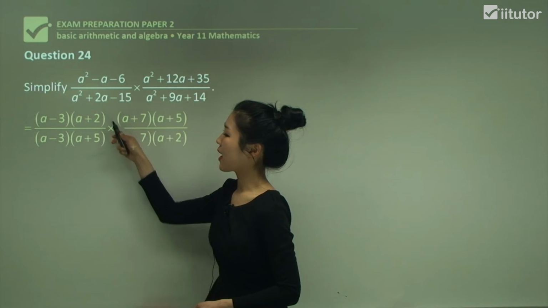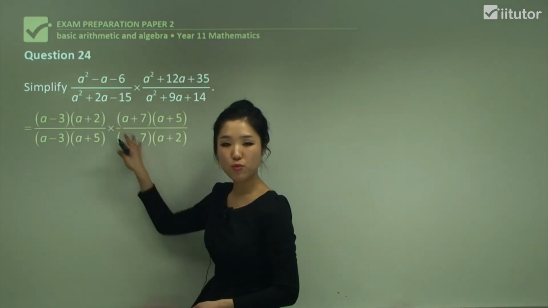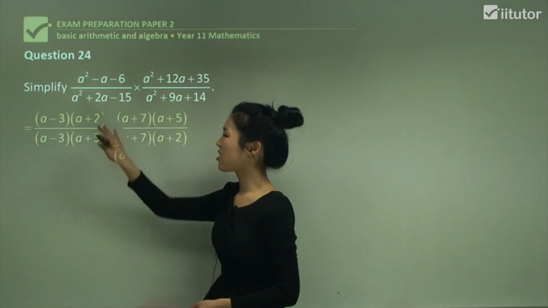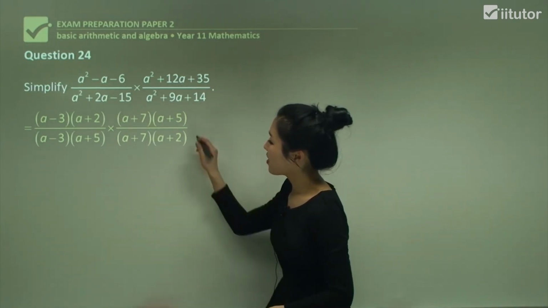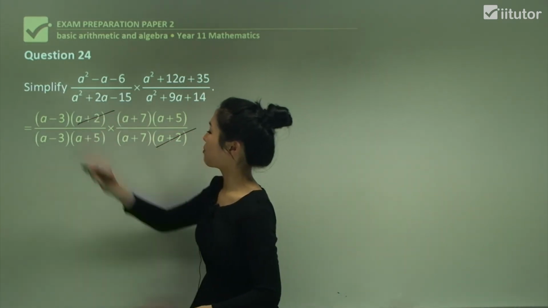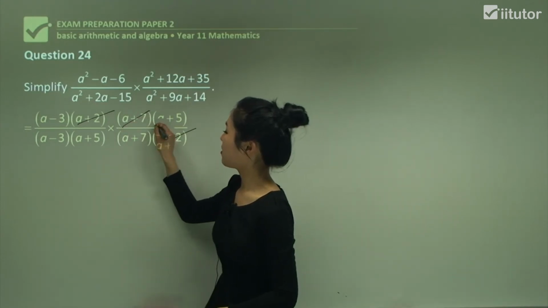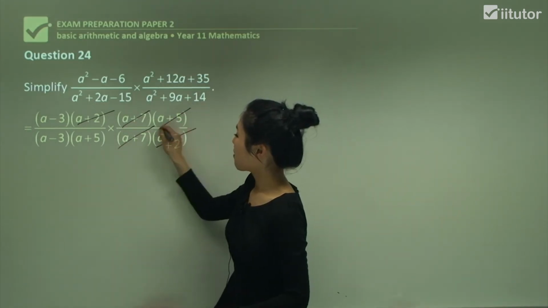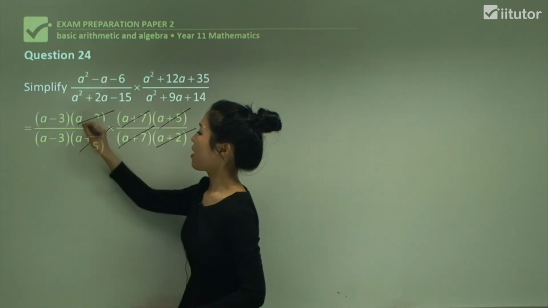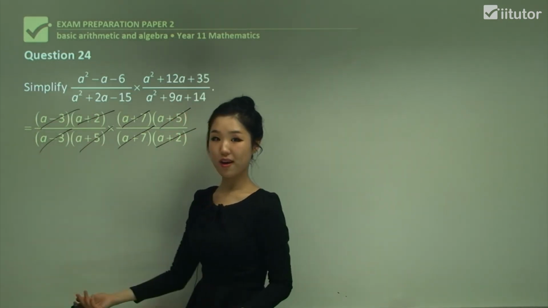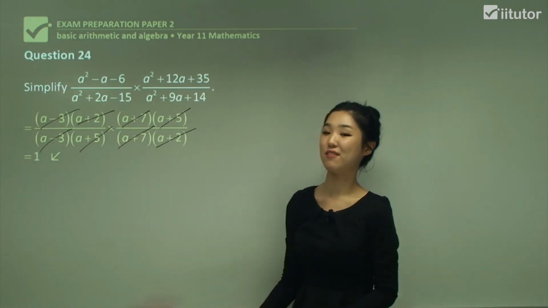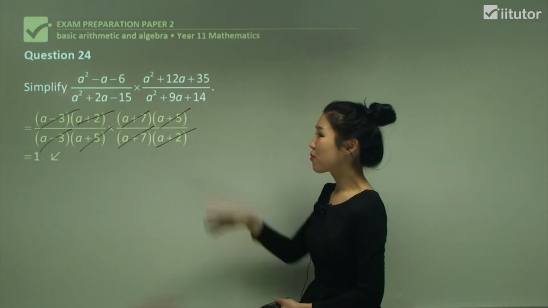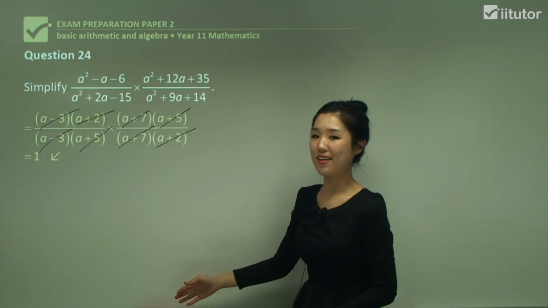And because it's multiplication, I can cancel crossways this way, but you can't go sideways, of course. So see if you can cancel anything. I think I can cancel the a plus 2 and a plus 2, a plus 7 and a plus 7, a plus 5 and a plus 5, and a minus 3 and a minus 3. Oh my goodness, we've cancelled everything, which means only 1 is left over. Well, it's a pretty big question for such a small answer, isn't it?